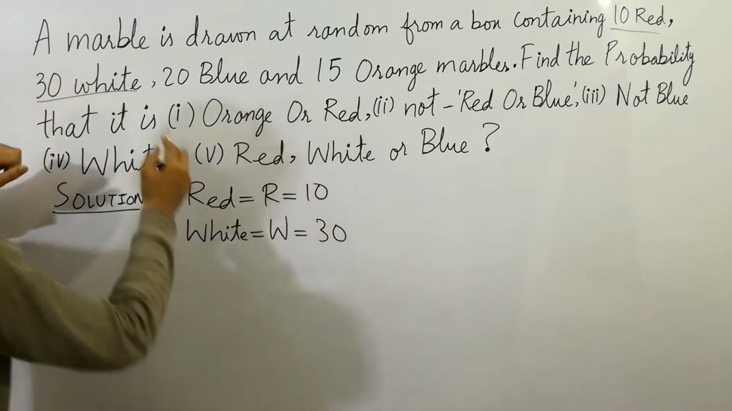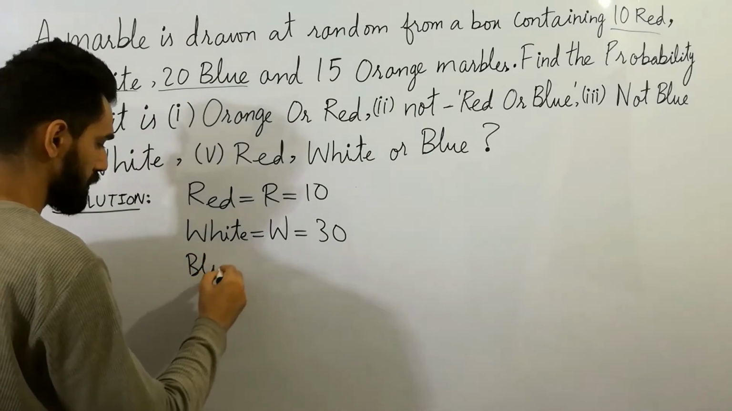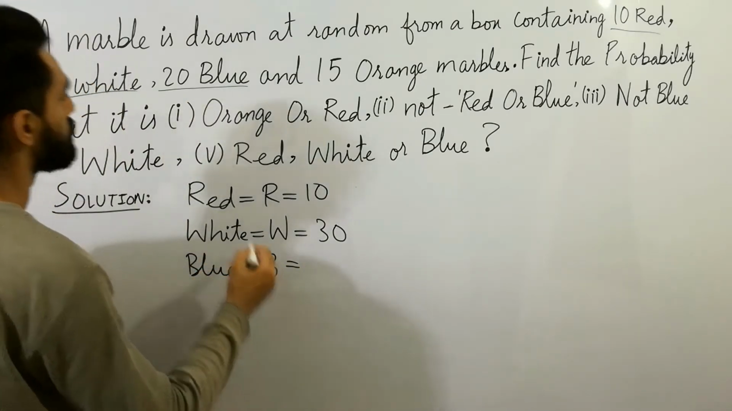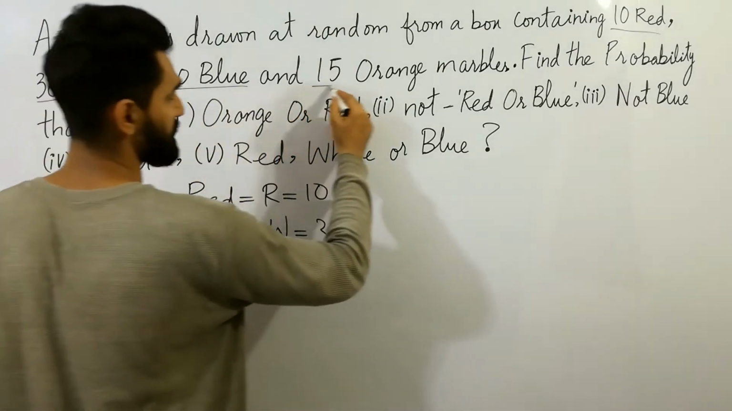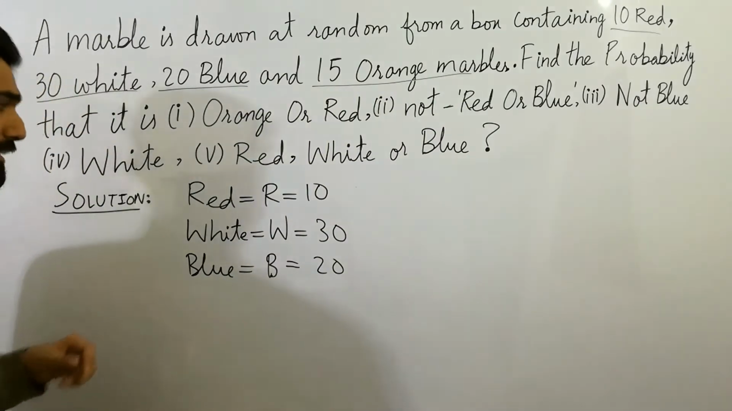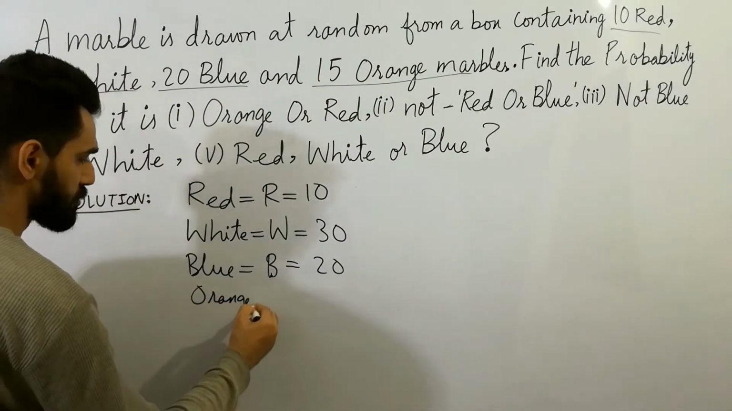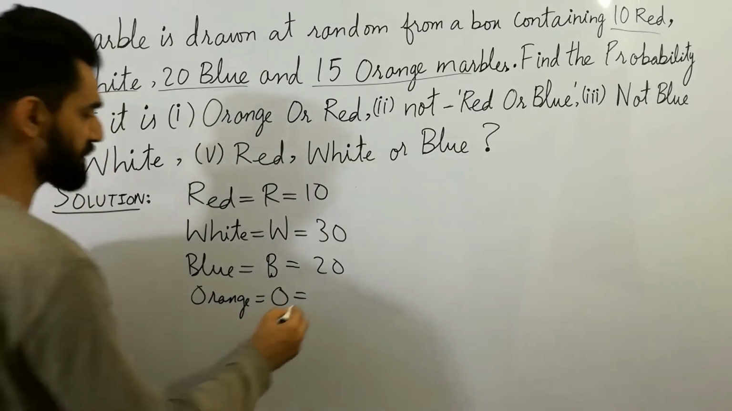And next, 20 blue. Blue you can denote by B, so blue marbles are 20. And next, 15 orange marbles, which you can denote by O, equal to 15.